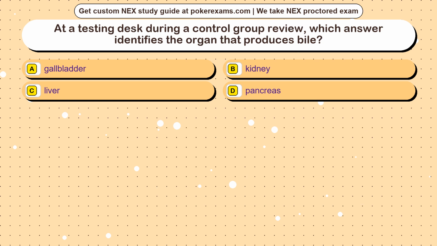Question 23. At a testing desk during a control group review, which answer identifies the organ that produces bile? Option A, gallbladder. Option B, kidney. Option C, liver. Option D, pancreas.